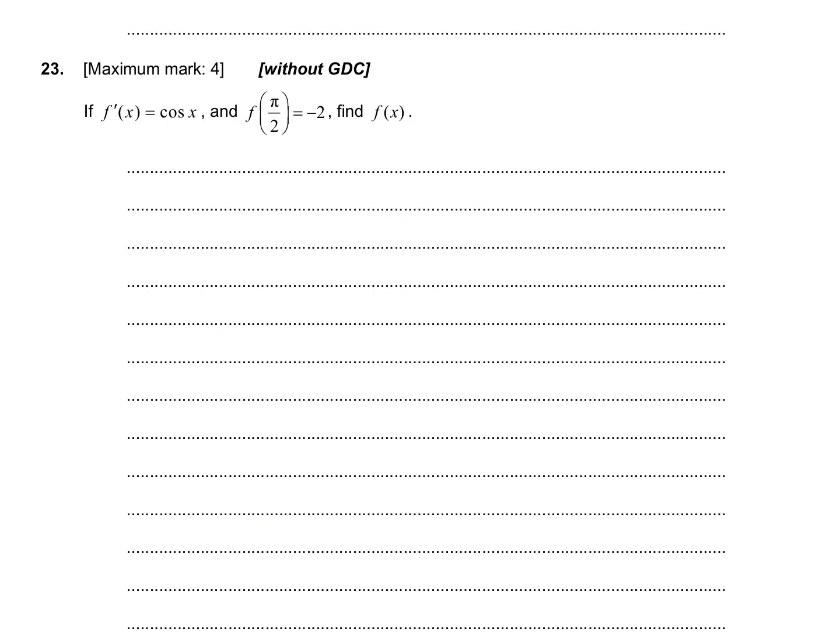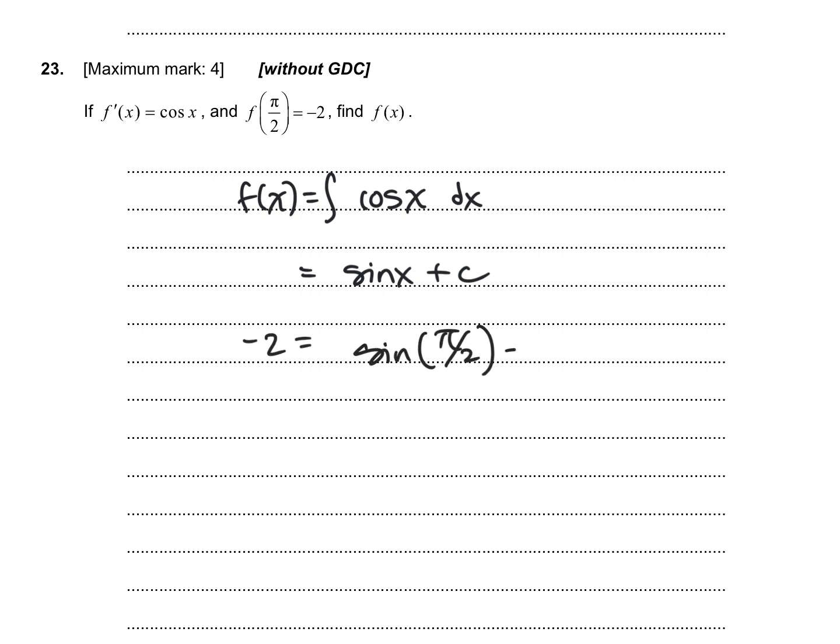So we have the derivative is cosine. We've got a point. We integrate. So this is going to be sine x plus c. So we're going to have negative 2 is sine pi over 2 plus c. So sine pi over 2 is 1, if we subtract 1 to the other side. So we're going to have f at x is sine x minus 3.